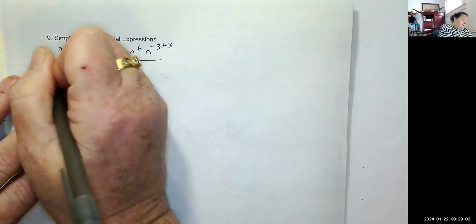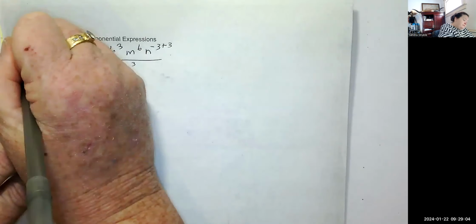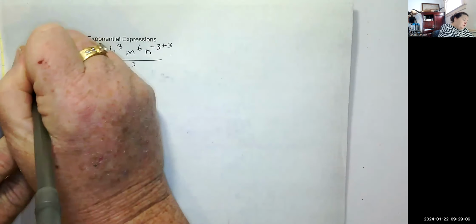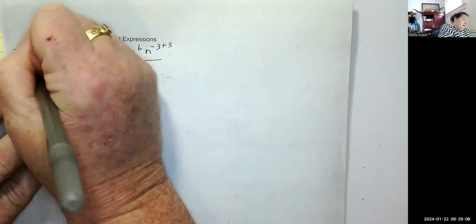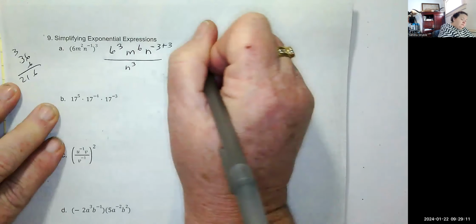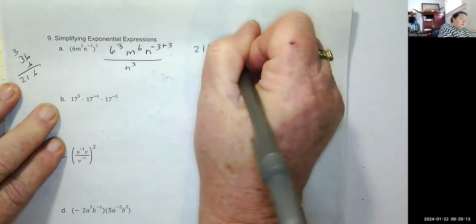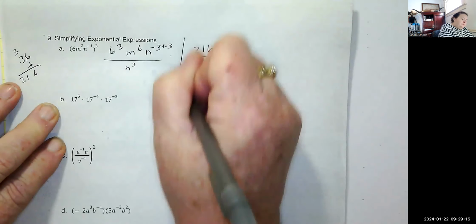6 cubed is, what, 36 times 6? I'll just do it over here. 36. 18, 19, 20, 21. So 216 m to the 6 over n cubed.